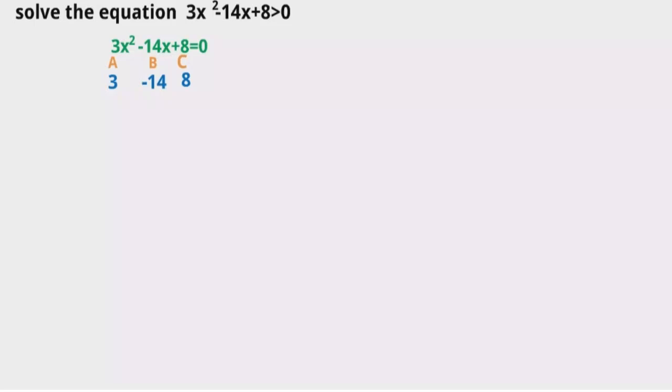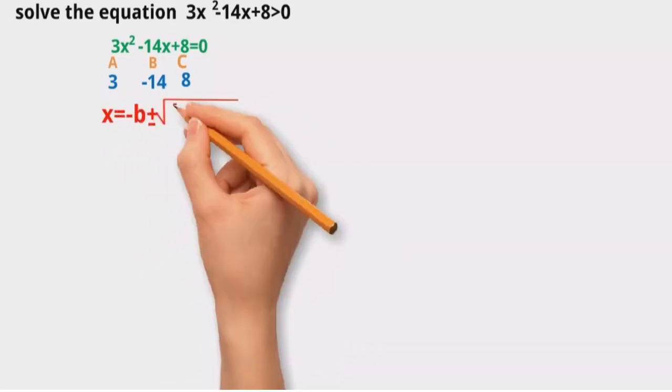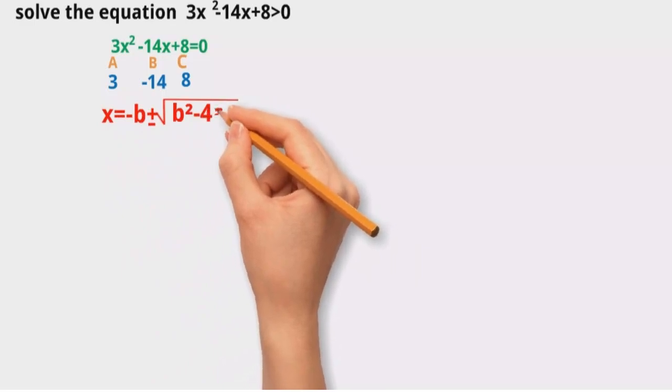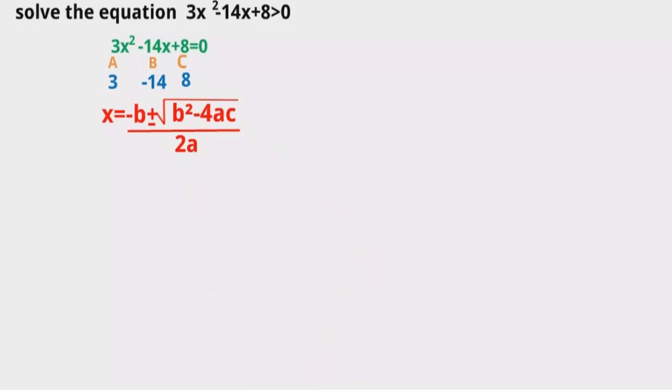So now, let's look at the formula of the quadratic equation, which is x is equal to negative b plus or minus the square root of b squared minus 4ac over 2a. Now, let's replace the letters a, b, c in the equation.